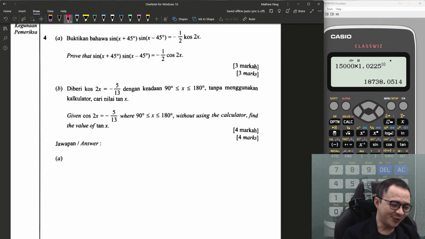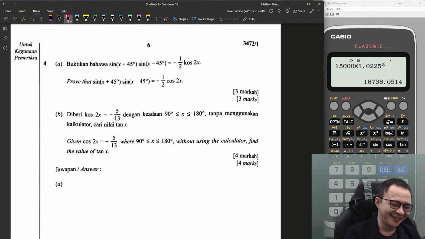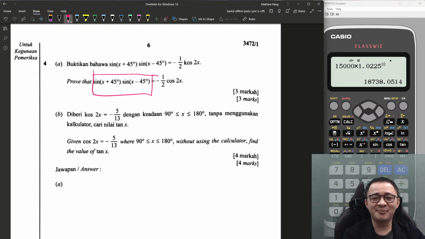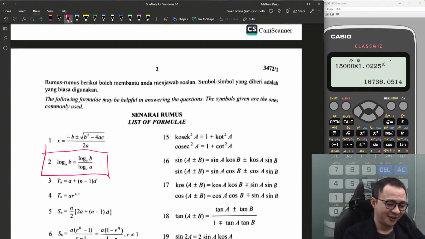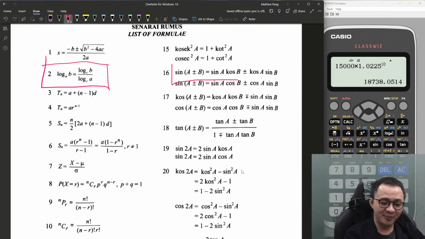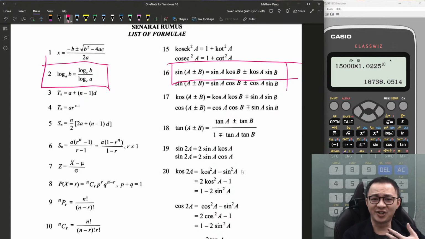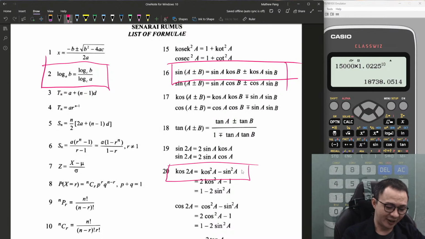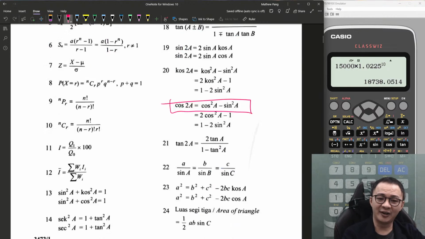Okay, this one is a little bit hard, not very hard, because the sine A plus B and sine A minus B formulas are given on the first page. So you should be able to see them here. You just put in the formula and solve it. Then later maybe you need to use the cos 2A formula as well. If you have the English version, you just need to have a look at the cos 2A formula later.